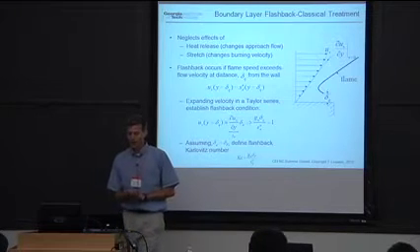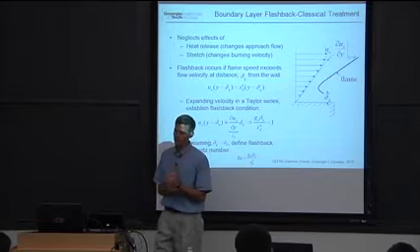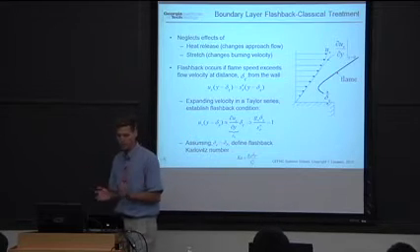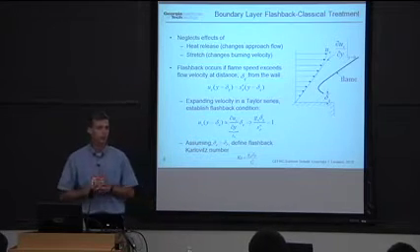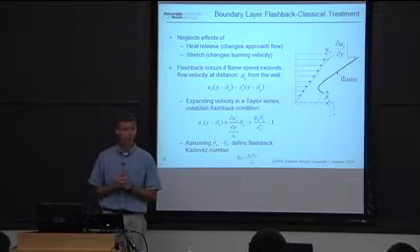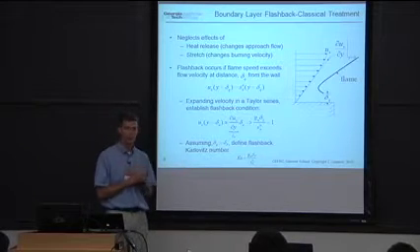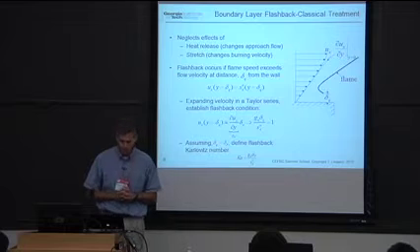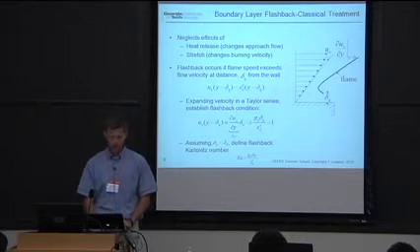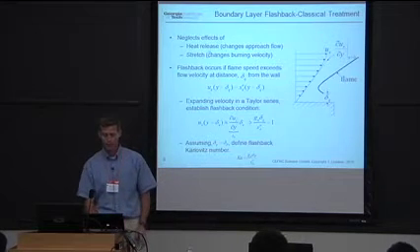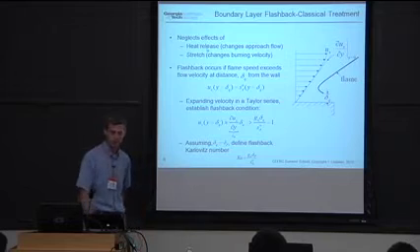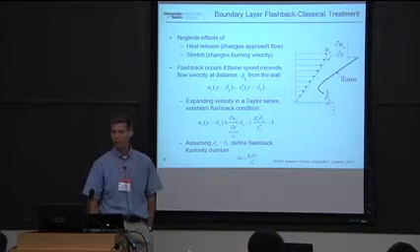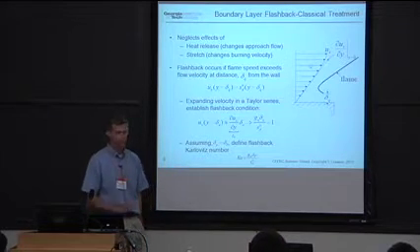What I have here is a slide. This is a classical treatment of boundary layer flashback. If you look in any combustion book, you'll find this treatment. I want to very quickly review it, and then show you that this classical treatment really misses some important features. The key things it misses are the effects of heat release and stretch. If you neglect them, you can reproduce these classical arguments.